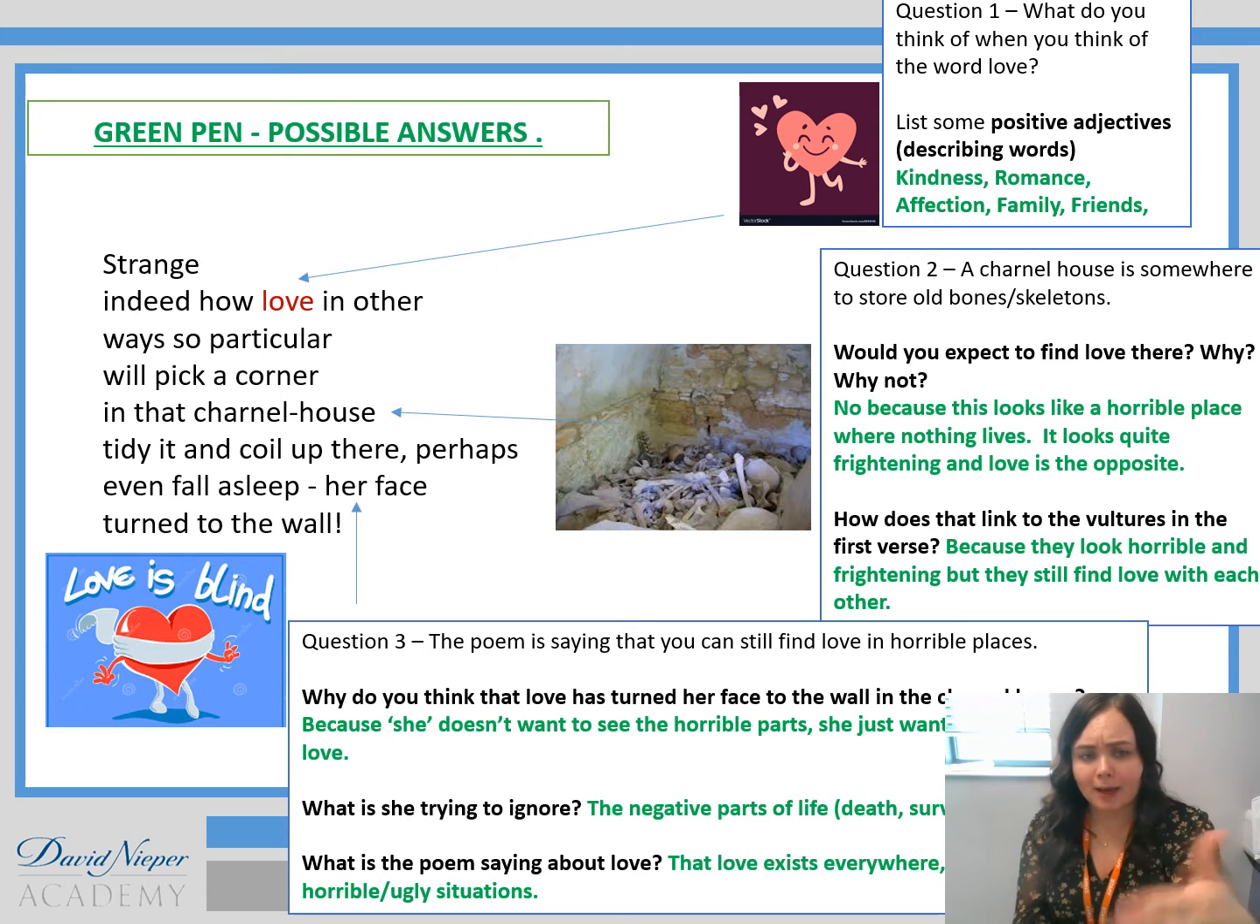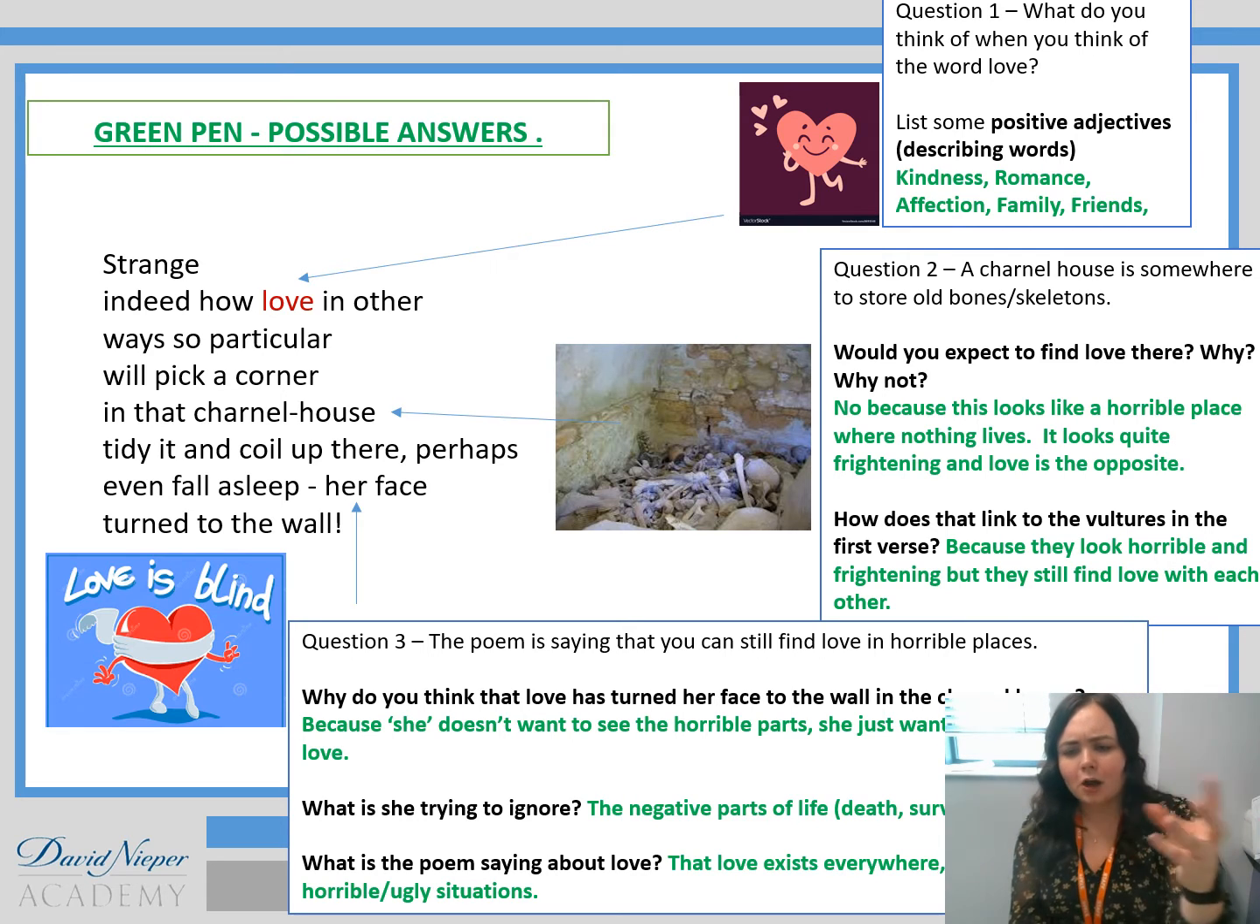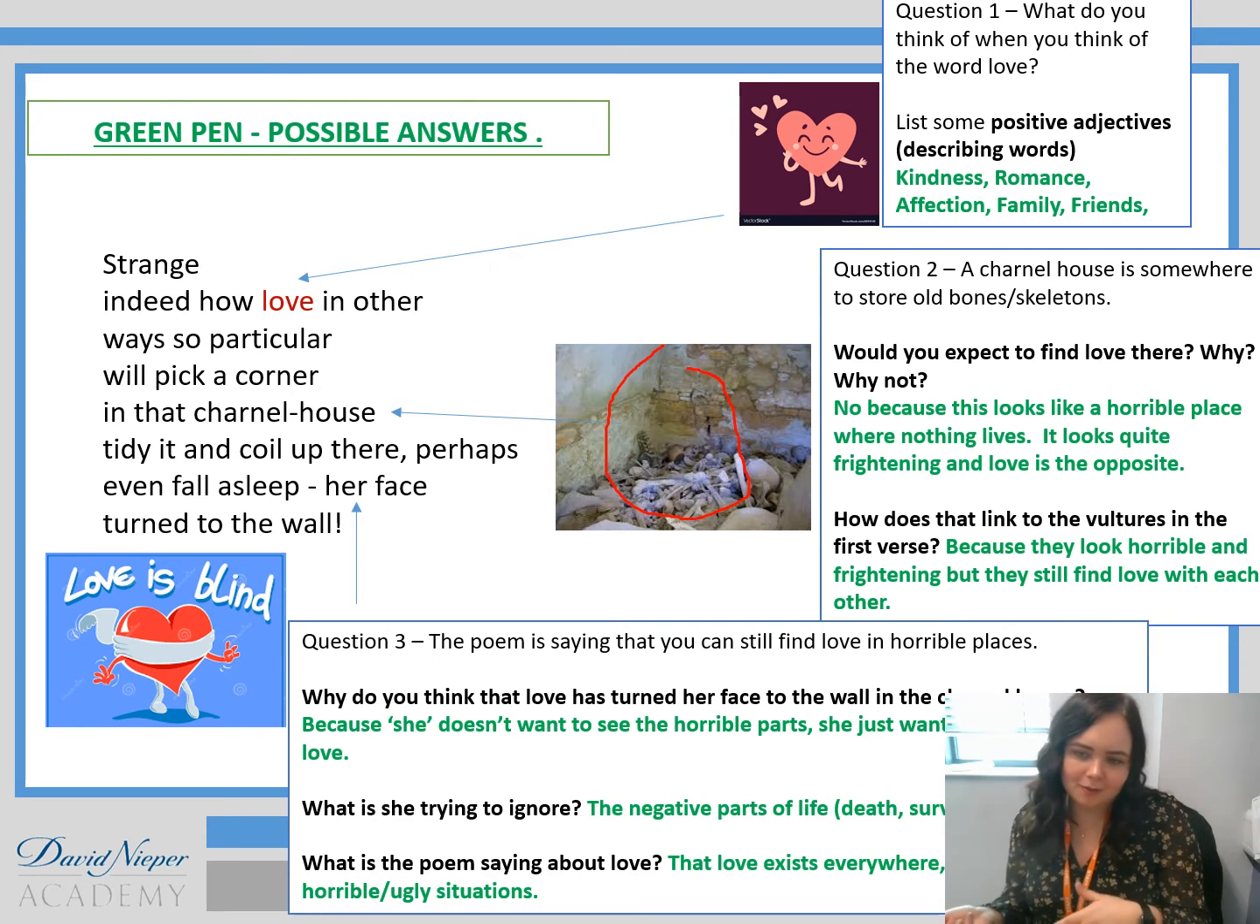So when they're speaking about love, I'm thinking of those things, which is quite different from the vultures and them picking the dead corpse in the previous stanza. So then question 2. A charnel house is somewhere to store old bones or skeletons. So would you expect to find love there? Why or why not? Well, no, because it looks like a horrible place. So there's the image here, you know, when nothing lives, it looks quite frightening, and love is the opposite to that for me.